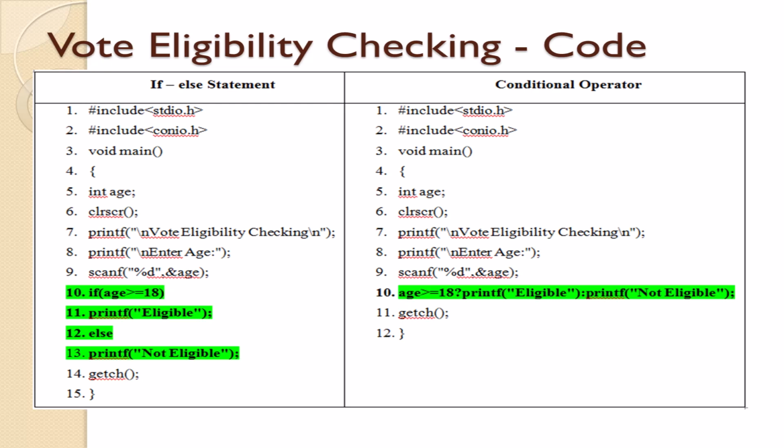When using the if-else statement, we have to write 4 lines. In the if-else statement there are 15 lines of code, but in the case of the conditional operator there are 12 lines of code. And the core logic in the if-else statement has 4 lines, line numbers 10, 11, 12 and 13. But in the case of the conditional operator, within a single line we have done the same process.